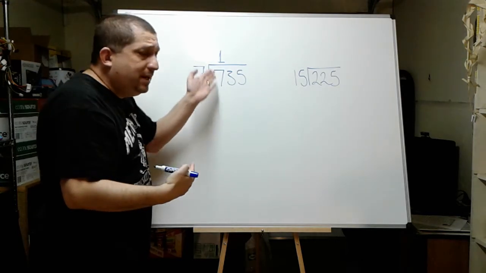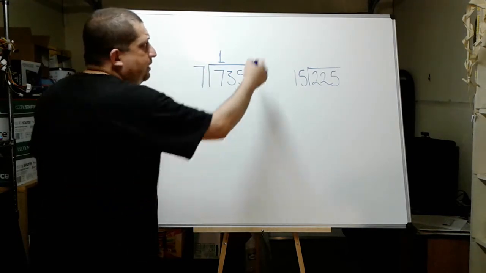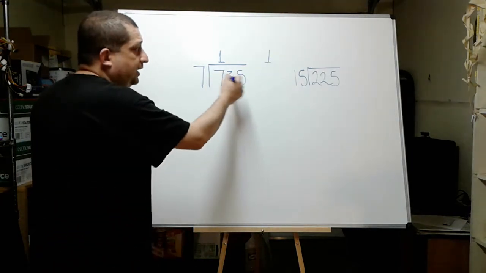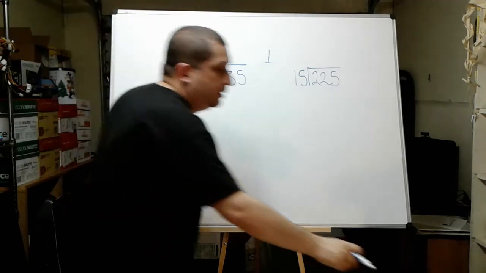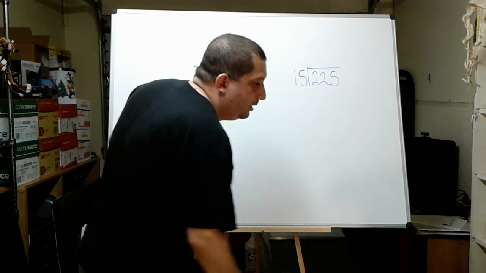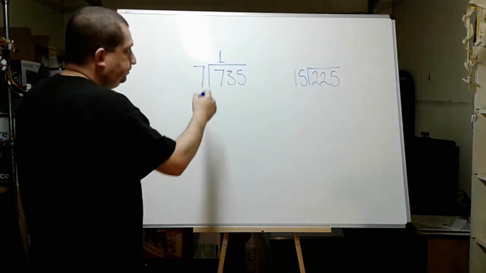Do I have to align my numbers on division? No, I don't. I can write my 1 right here for all I care, as long as I know which number I'm working with here inside of the division house. But, you know, I don't have to, but I will because I like to keep my numbers organized and tidy.